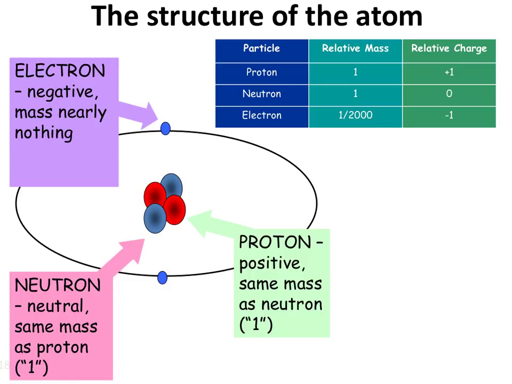We compare the masses and charges to the proton. So the proton has a relative mass of 1. It has a charge of +1. When we compare the neutron to the proton, they're about the same size, the same mass. So they both have a relative mass of 1. But the electrons are much smaller. They're about 2,000 times smaller. So the mass of an electron is 1 over 2,000. The neutron, hence the name, is neutral, so it's 0 charge, and the electrons have negative charges.